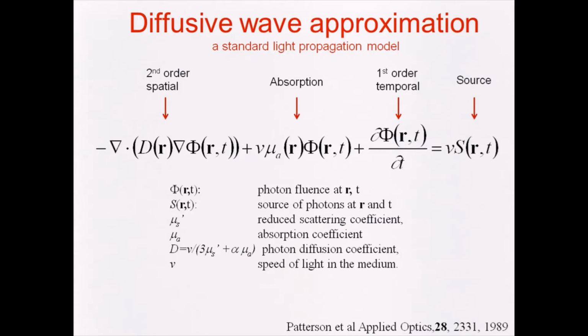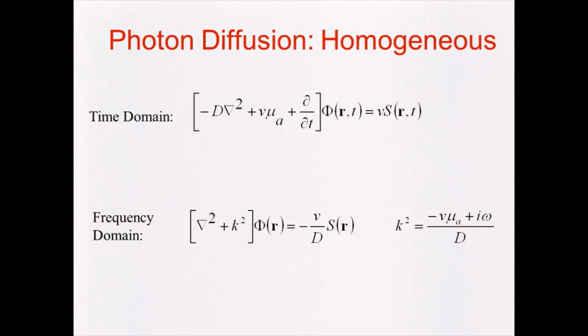We can simplify this differential equation further if we assume that the medium is homogeneous, just to get started. Then it looks like this. For the time domain, it simplifies even further if we have a light source that's frequency modulated, or sorry, a frequency domain light source. Then we just have a second-order spatial derivative and an attenuation coefficient.